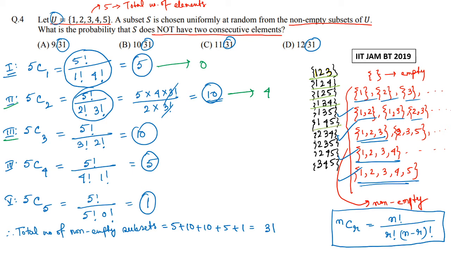2 3 4, three consecutive elements. 2 3 5, two consecutive elements. 2 4 5, two consecutive elements. 3 4 5, three consecutive elements. That is, out of these 10 cases, 9 cases have two or more than two consecutive elements, right? That is, here 9 cases are there which have two consecutive elements.